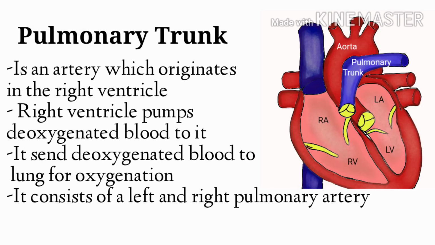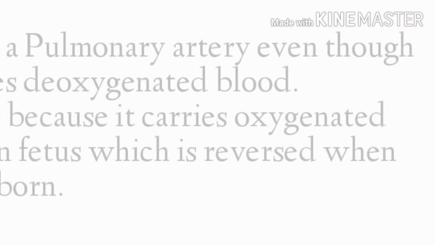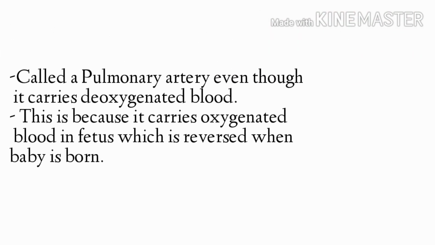The pulmonary trunk is also an artery which originates in the right ventricle and moves upward to supply deoxygenated blood to the lungs for oxygenation. The right atrium, which receives the deoxygenated blood from all over the body, sends it to the right ventricle. The right ventricle pumps this blood towards the pulmonary trunk, which consists of the left and right pulmonary artery. It is called an artery instead of a vein, even though it carries deoxygenated blood.